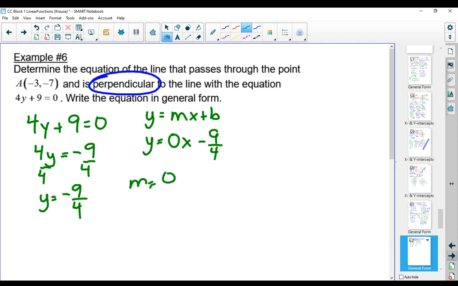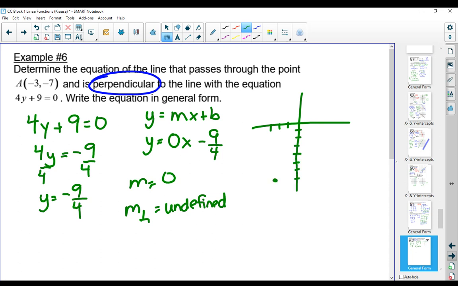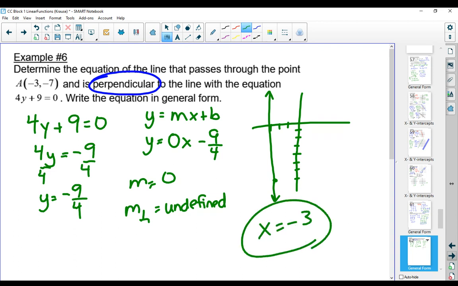If my slope is 0, that means it's a horizontal line, and perpendicular to a horizontal line is a vertical line. And if you remember Johnny falling off the line, that's an undefined slope. So if I have a line that's undefined and goes through the point (negative 3, negative 7), a vertical line going through negative 3, negative 7, vertical lines are x equals, it's going to be x equals negative 3.